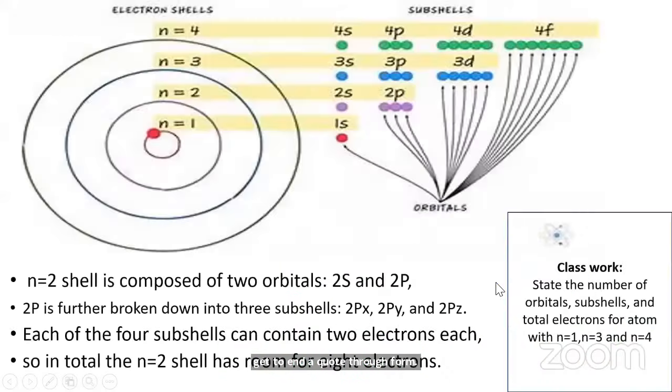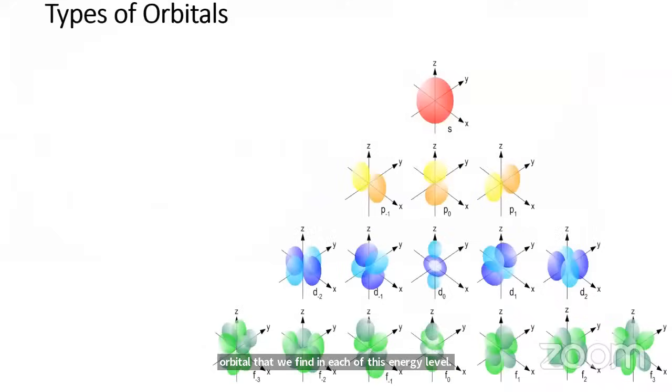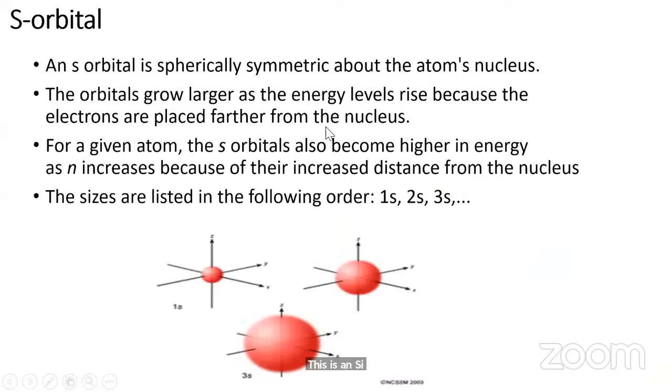We have been talking about the s orbital, the p orbital, and the d orbital. That is the orbital that we find in each of these energy levels. Let us describe what these orbitals are. This is an s orbital. I think it is more explanatory here.